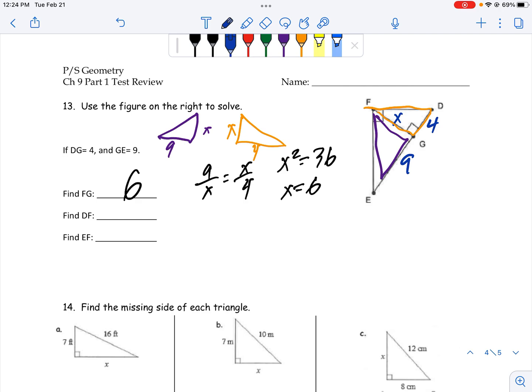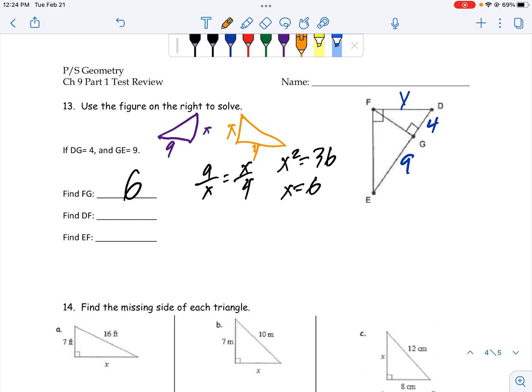Let's find the next one, DF, so I'll call that Y. I think she called it Y, yeah, Y. Oh man, just struggling. Let's erase all that, good. Okay, so let's call this Y.